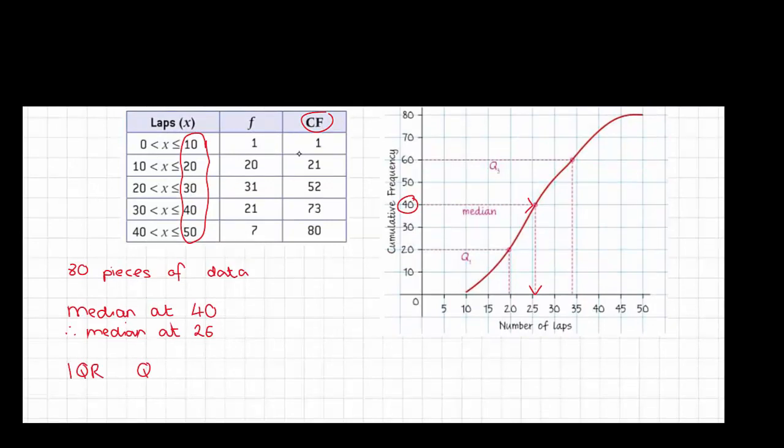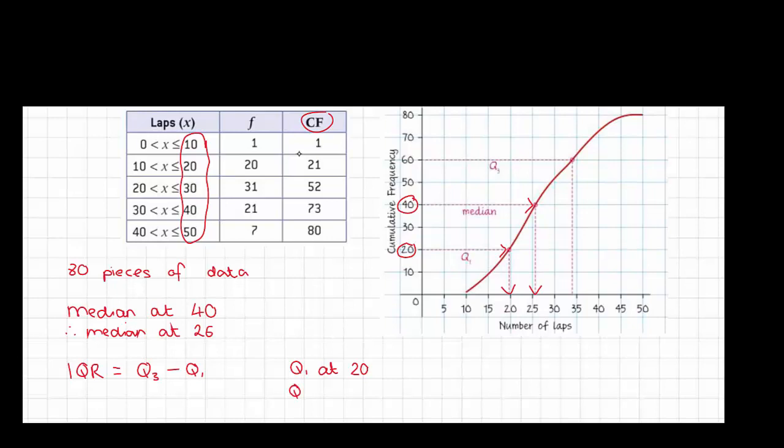Now for the interquartile range, we need quartile 1 and quartile 3. Remember, our formula is interquartile range equals quartile 3 minus quartile 1. Quartile 1 is at 25% of the data. So we want 25% of 80, which will be at 20. So we go to 20 on our graph, read across for quartile 1, and that will be at around 19. You might say 19.5. These will all be approximations, so in an exam situation you will be given a little bit of leeway on your values.